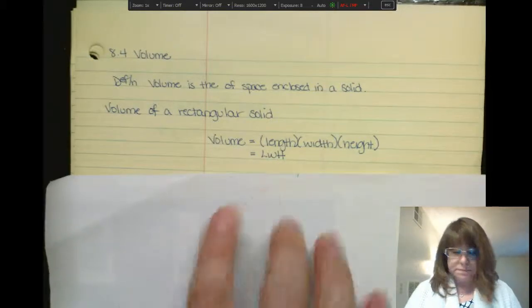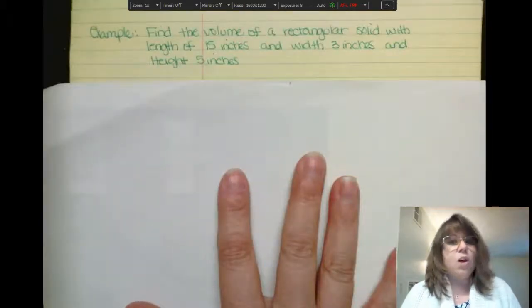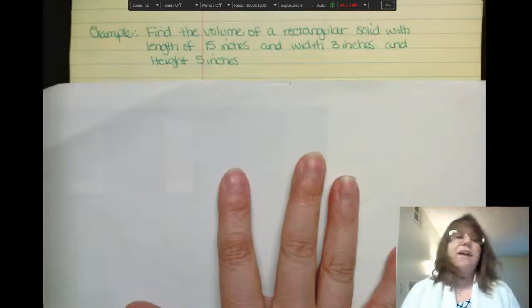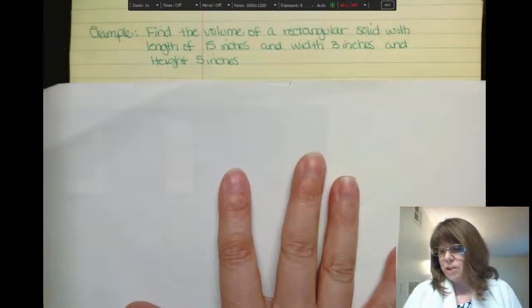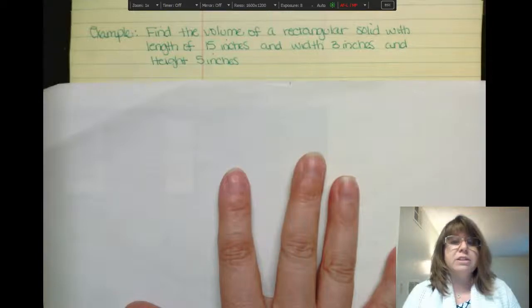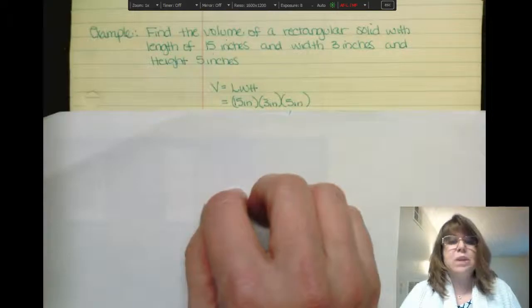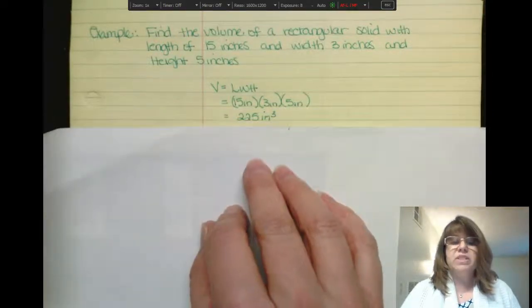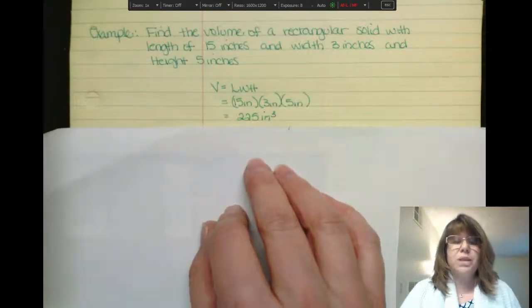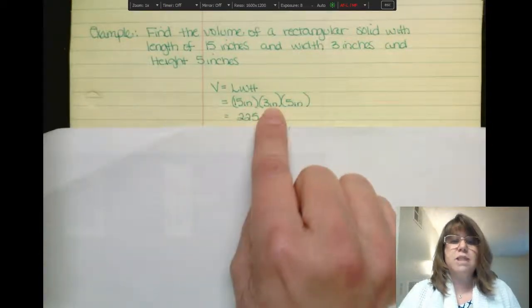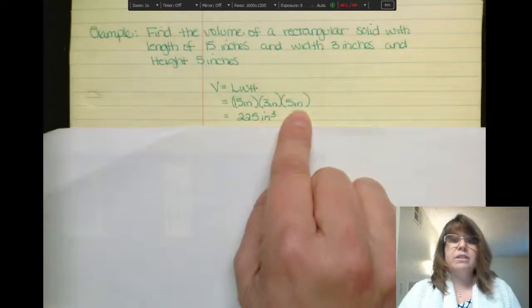Pretty straightforward. Let's find the volume of a rectangular solid with the length of 15 inches, the width of 3 inches, and the height of 5 inches. So again, the volume of a rectangular solid is length times width times height. So 15 inches times 3 inches times 5 inches. That would give me 225 inches cubed. Why inches cubed? Because I have inch times inch times inch. Well, inch times inch times inch is inch cubed.